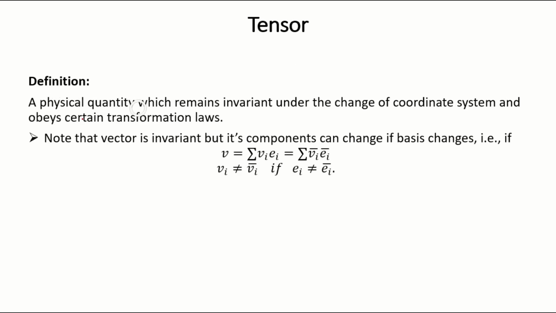So this is the formal definition of a tensor. A tensor is a physical quantity which remains invariant under the change of coordinate system and obeys certain transformation laws. That means if you are changing from one coordinate system to another, the value of the physical quantity will not change, but its components can change, and it will follow certain transformation laws. In the next video we will discuss the transformation laws of tensors.